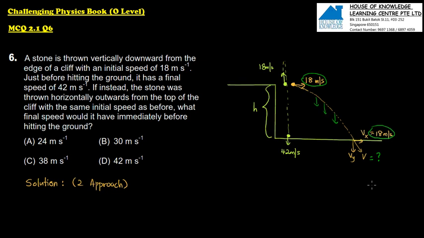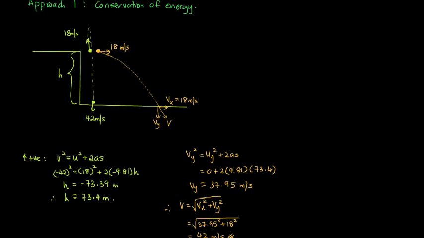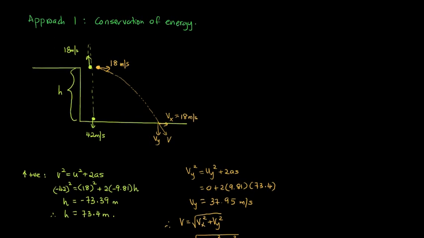Now, how do we solve this problem? How do we find the final v? Actually, we have two approaches here, and both are very simple. The first approach is we use conservation of energy. Let's take a look at the first approach here. Later on, I'll tell you the second approach.